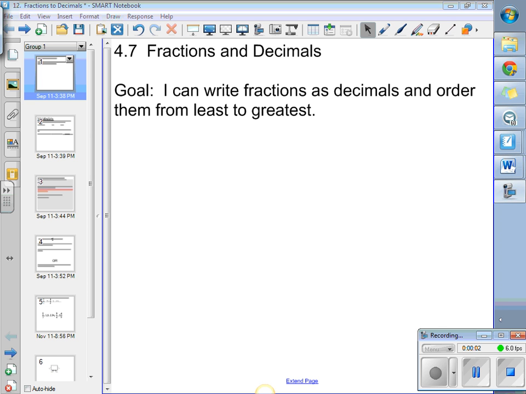Today's lesson is fractions and decimals. Our goal is that we can write fractions as decimals and order them from least to greatest.